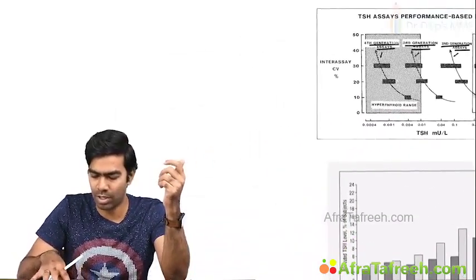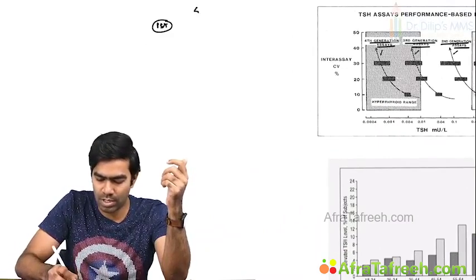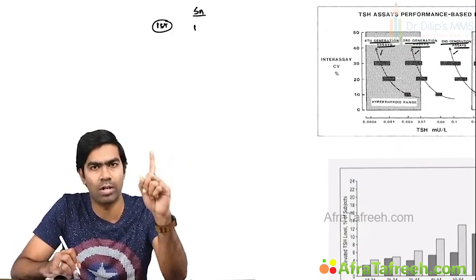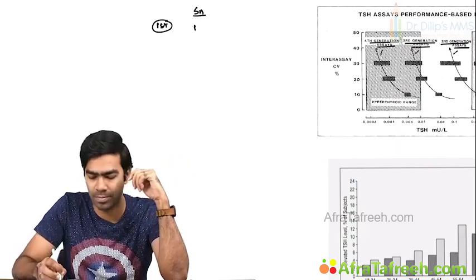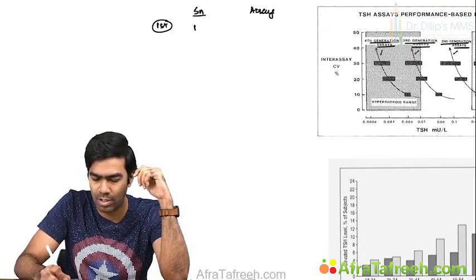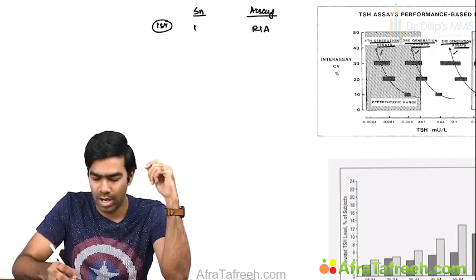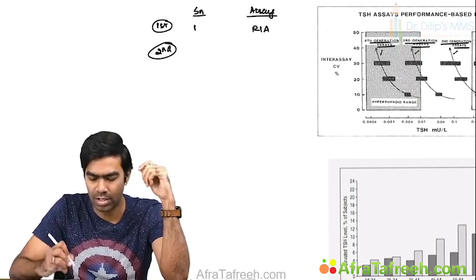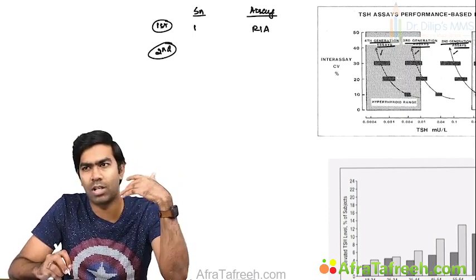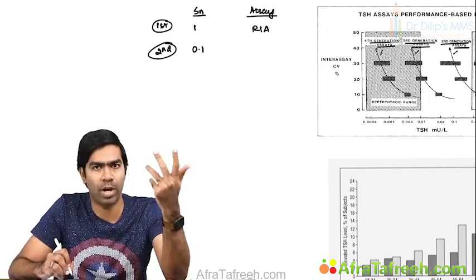So let us write here, what are the generations? We know we have a first generation, and what is the sensitivity of detection? It is only 1 milli international units per liter. But what is the assay used? The assay used was a traditional simple RIA. And we had the second generation. Second generation sensitivity became 10-fold better, that is it became 0.1.